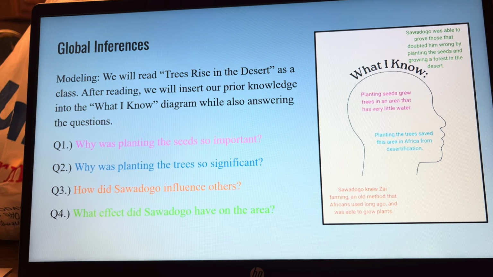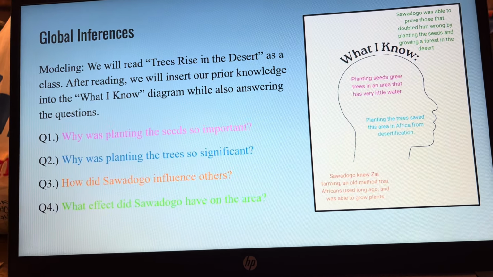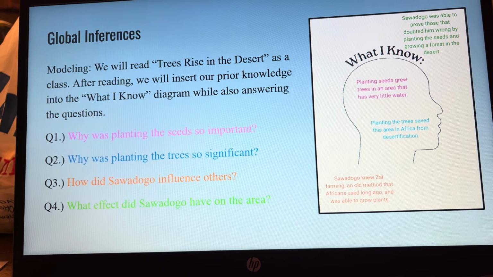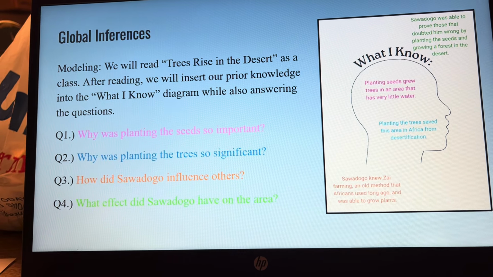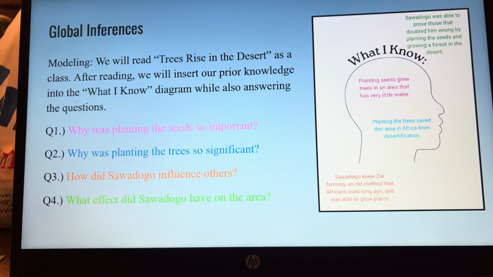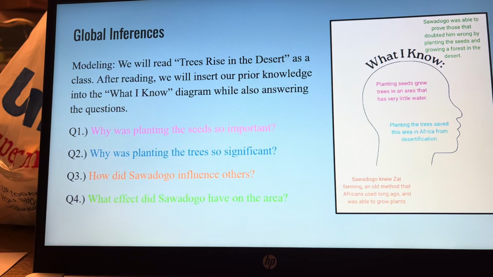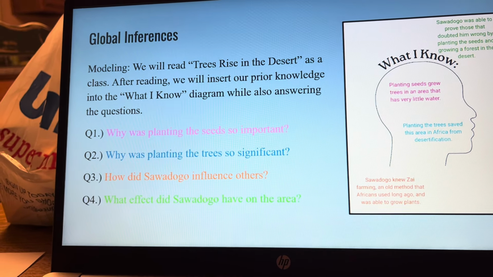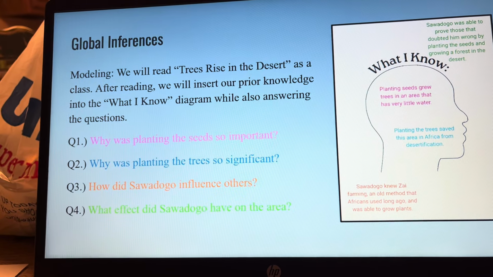How did Sagadogo influence others? He knew a way of farming, the old method that Africans used long ago that has been proven to help plants grow. And then what effect did he have on the area? He was able to prove those that doubted him wrong by planting the seeds and growing a forest in the desert.